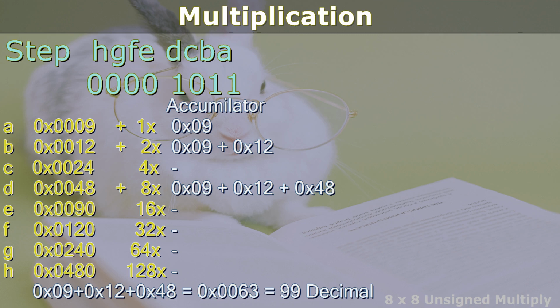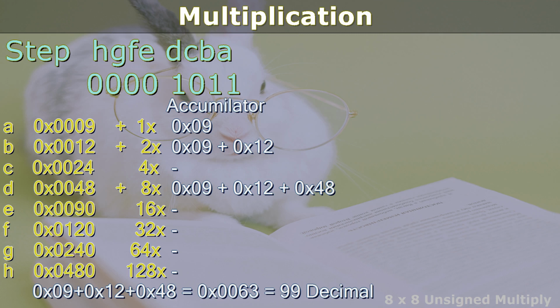We double our 12, shift it to the left to 24. There is no bit set in the C position, so we do not add to the accumulator. We go to the D position and double our number, and we get 48 hex, and we add that to the accumulator because D has a 1. So we have 9 plus 12 plus 48. E, F, G, and H do not have any bits set, so we don't have to do anything. We would just go through the shifting and checking the bits.